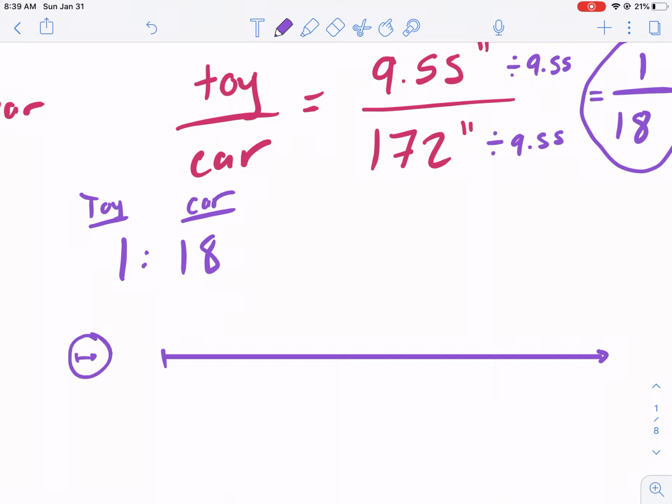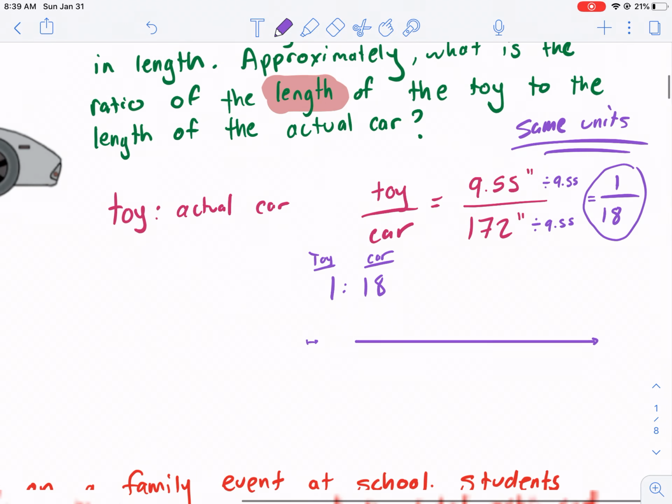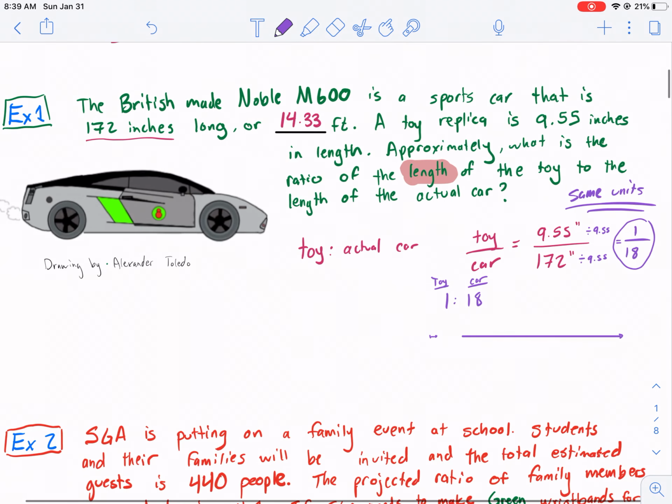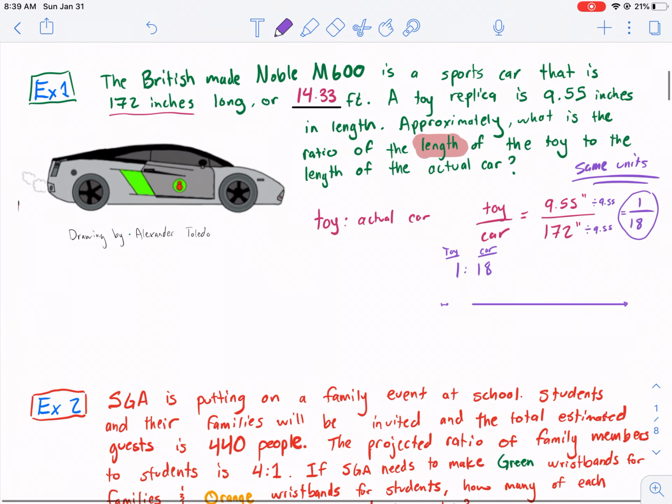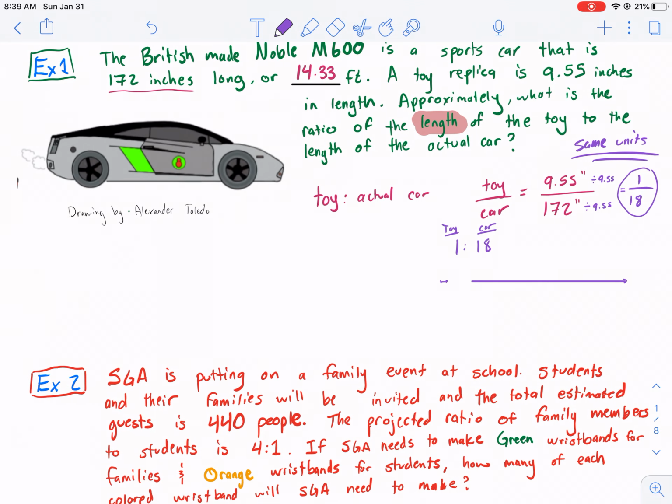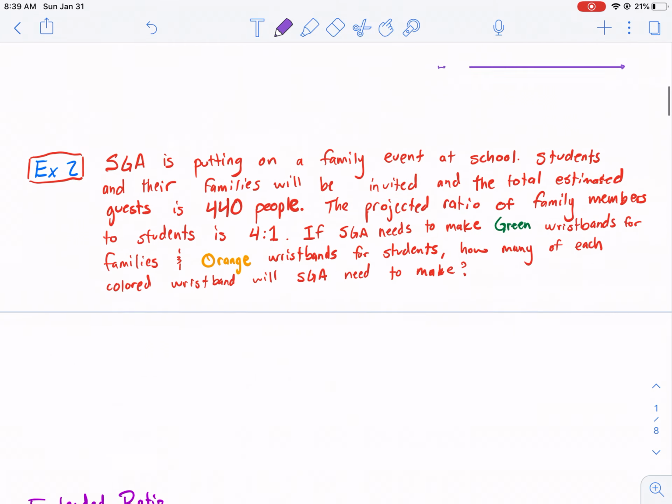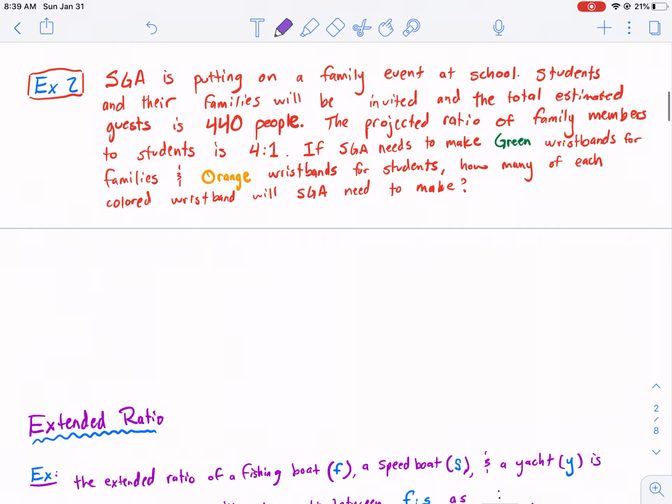So every 1 inch, the car is 18 inches long, okay? And that's how you figure that out. And that's kind of useful information. That gives people a sense of scale. So you see a lot of statistics companies, publications, newspapers, advertisements use ratios to help the reader or buyer, consumer visualize what they are purchasing.